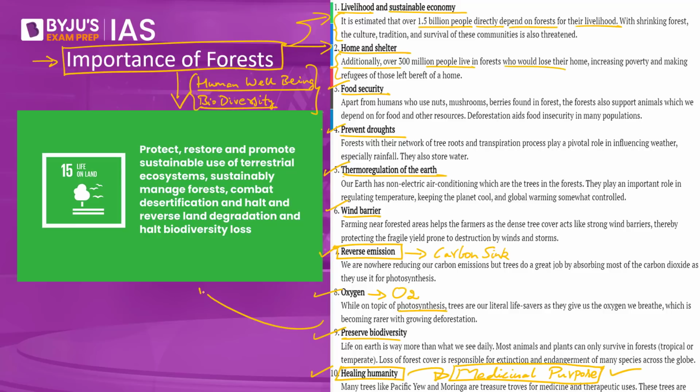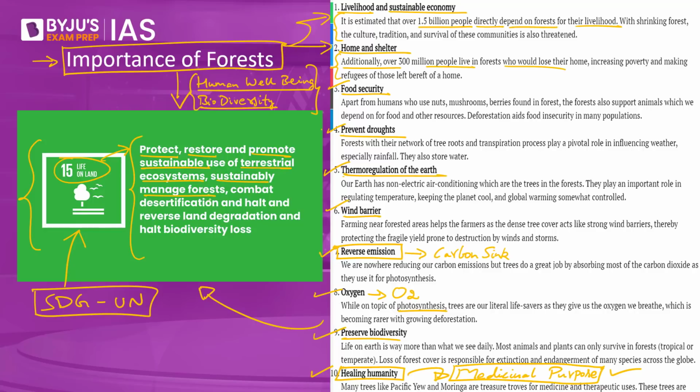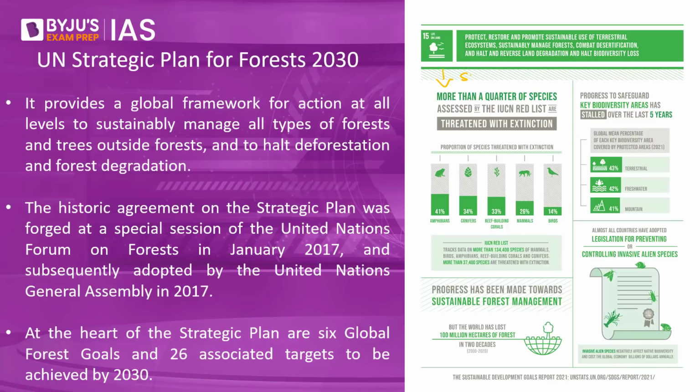It's because of this importance that under the Sustainable Development Goals of the UN, goal number 15 has been dedicated to protection and conservation of life on land. This goal includes many sub-targets, such as protect, restore, and promote sustainable use of terrestrial ecosystems, along with sustainably managing forests in order to combat desertification and to halt and reverse land degradation and to halt biodiversity loss. This Sustainable Development Goal has clearly identified the link between forest ecosystems and biodiversity.